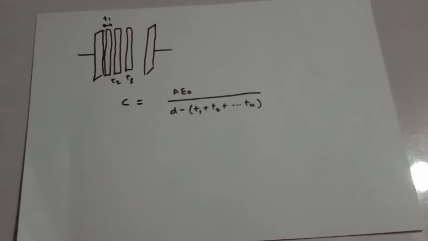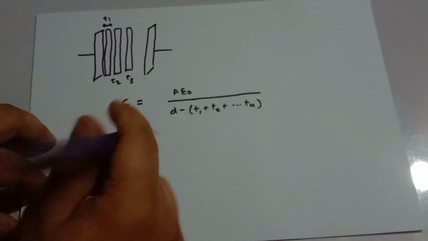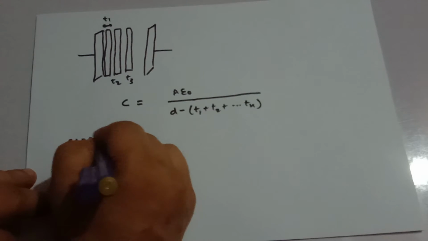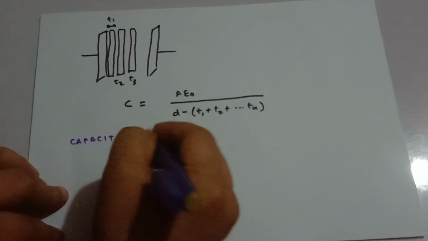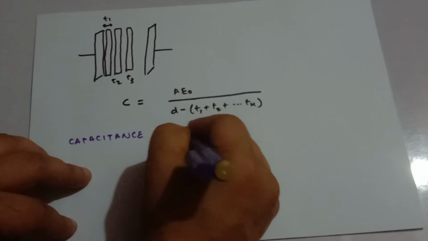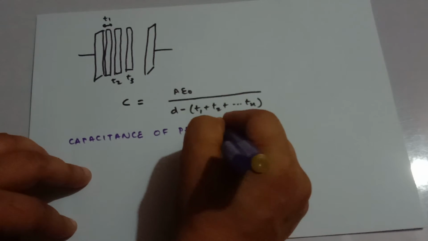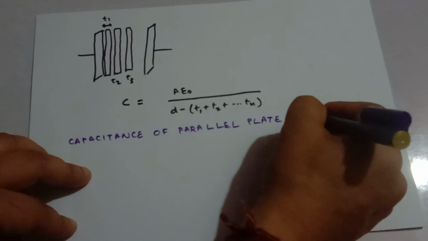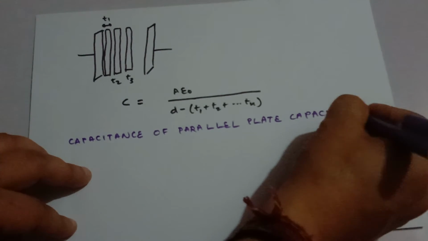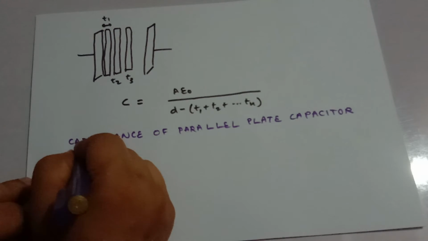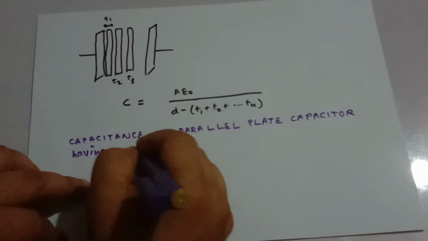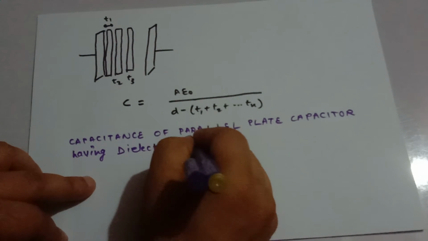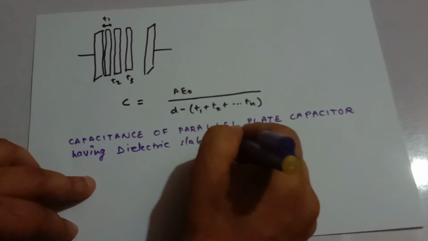So let us consider another example. Now our task is to find the capacitance of a parallel plate capacitor having a dielectric slab inside it.